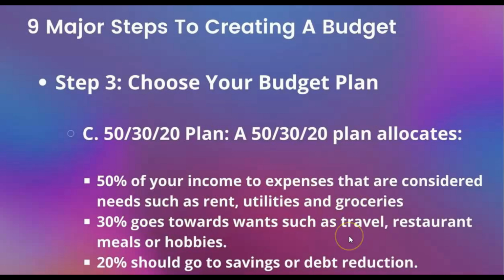30% goes towards travel, restaurants, meals, hobbies, and entertainment. And then the remaining 20% goes into savings. 10% is charitable gifts, and then 10% is savings, okay? So those are the budget plans.